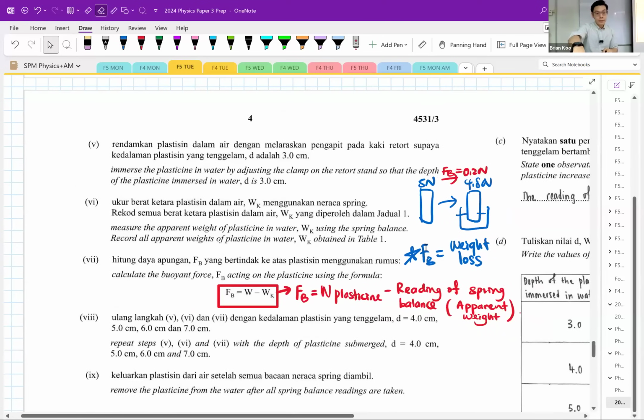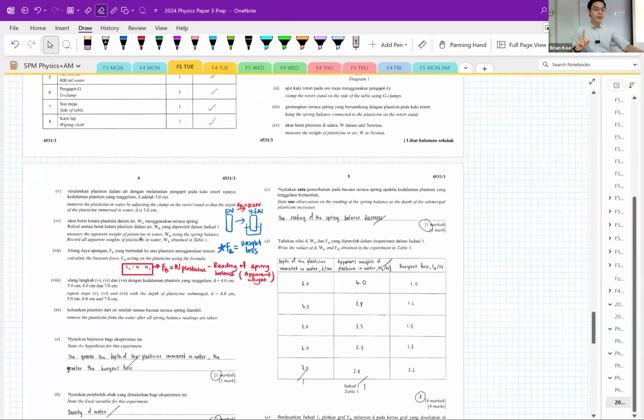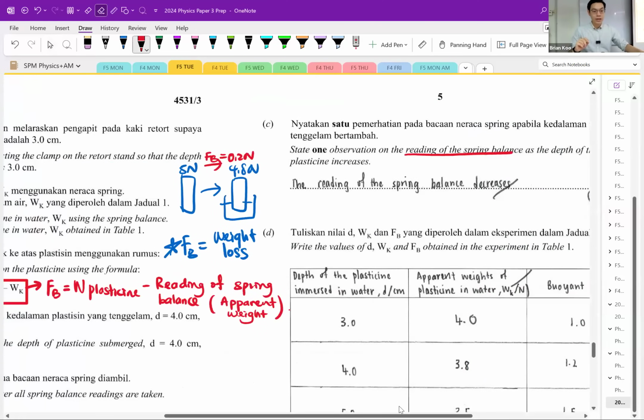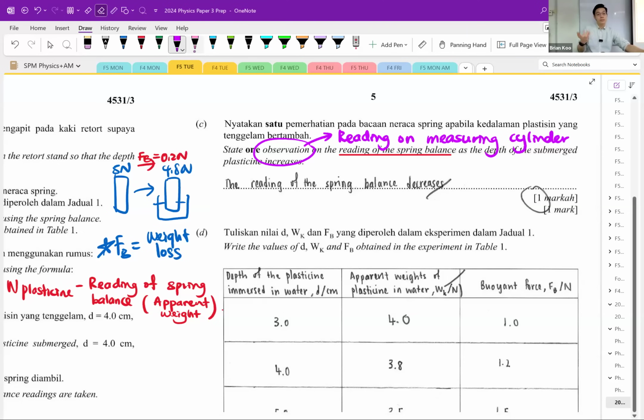Okay, and then: state one observation about the spring balance reading if the depth increases. For your paper, maybe they don't ask for the reading of the spring balance. They can ask for the reading on the measuring cylinder, let's say. What will happen if you submerge more? The measuring cylinder will give you more reading, right?